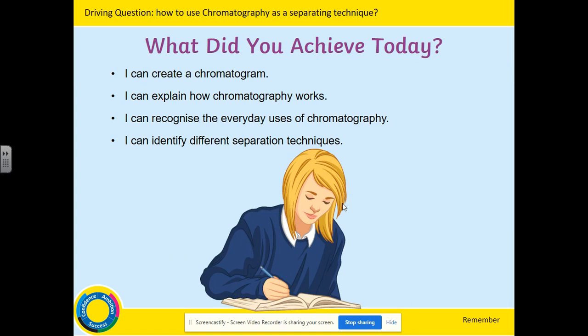Now, what did we achieve today? We were able to create a chromatogram. We were able to explain how chromatography works. We can recognize the everyday uses of chromatography and we can identify different separation techniques.